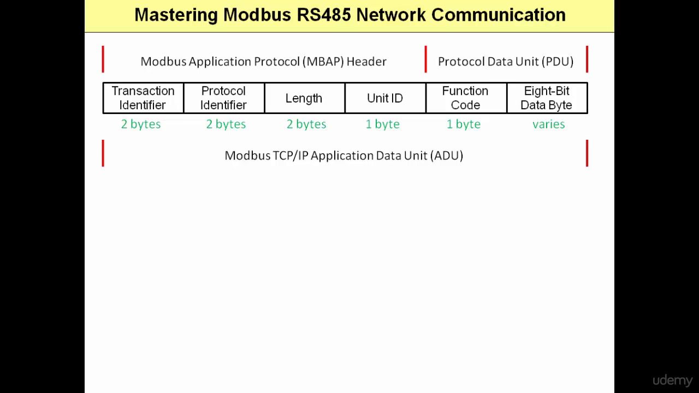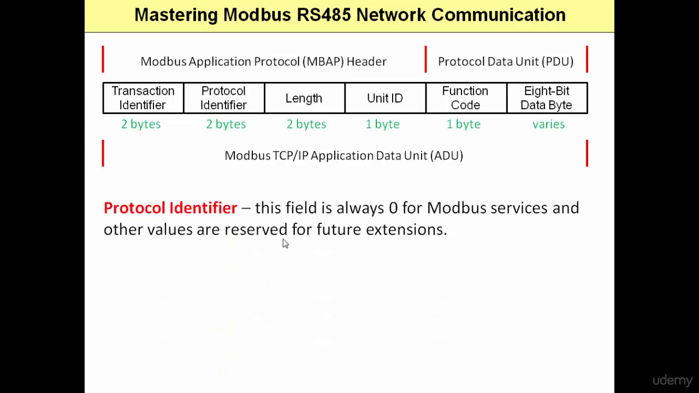All right, so let's have a look at the Modbus application protocol or MBAP header, which consists of the transaction identifier, the protocol identifier, the length, and the unit ID. So I'm going to start with the protocol identifier. It says this field is always 0 for Modbus services and other values are reserved for future extensions. So it's just a reserved part of the MBAP header for extensions of Modbus.